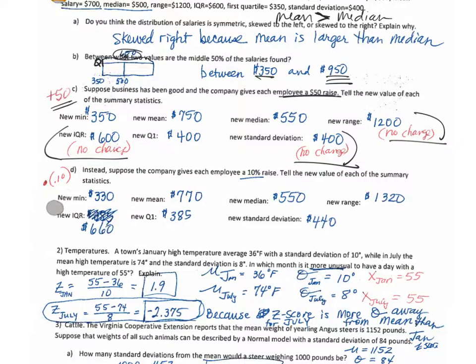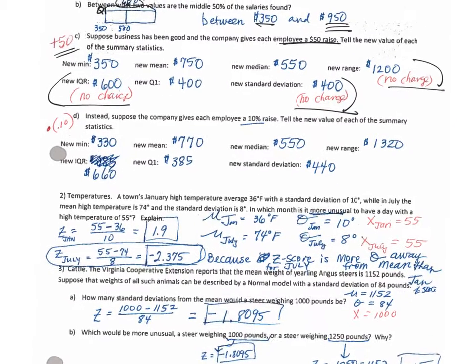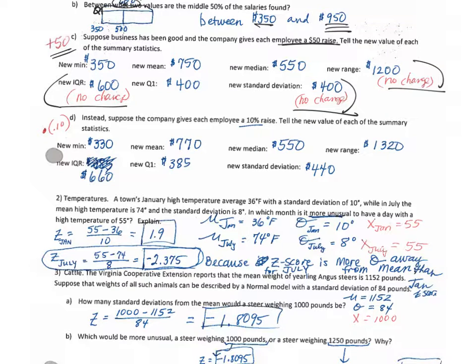All right, on part D, you're raising it 10%, so you're essentially multiplying everything by 1.1, the original plus 10%. So everything is affected by multiplication. So I just took every number and multiplied it by 1.1.